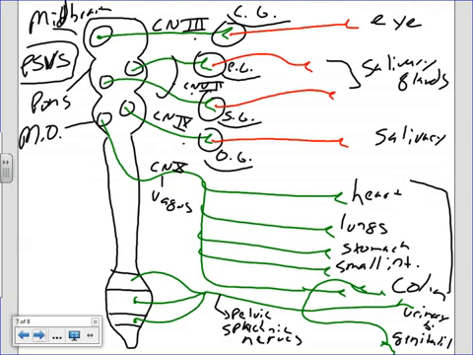Now the pelvic splanchnic nerves originate from the sacral vertebrae.